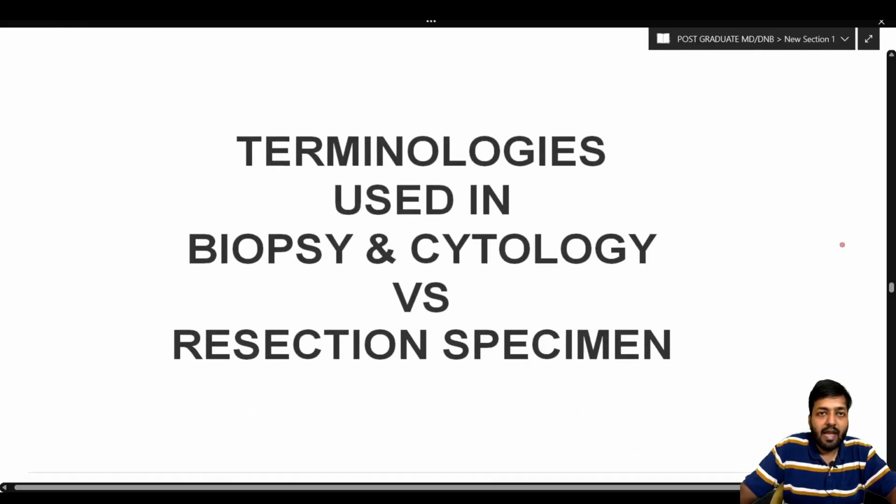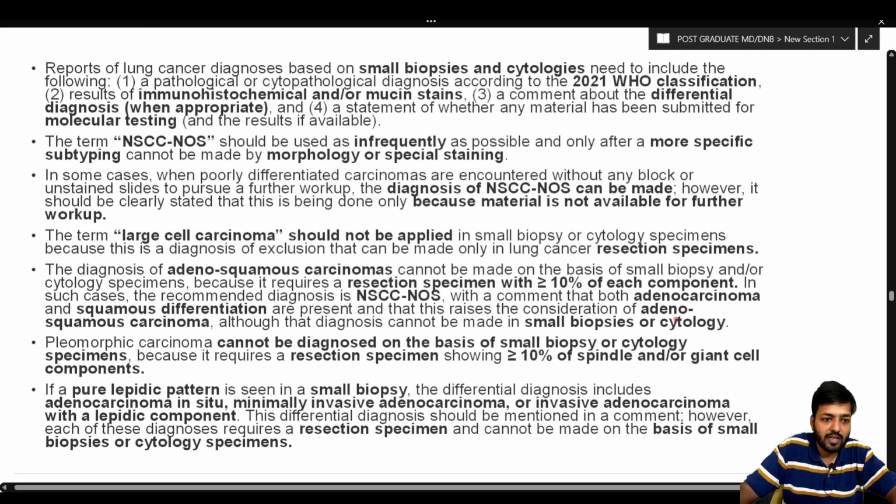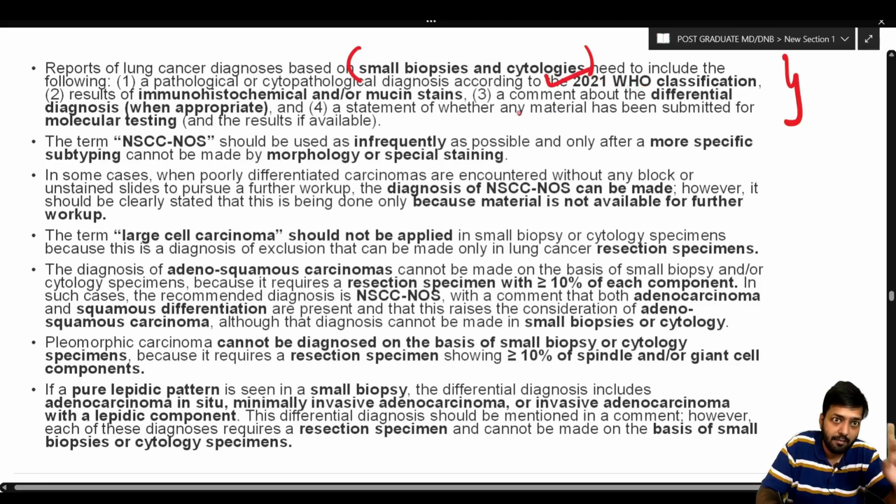Now, very importantly, we have to understand what terminologies have to be used in a biopsy and cytology versus the resection specimen. So what terminology you will use in biopsy and cytology versus the resection specimen. First, very important, the reports of lung cancer diagnosis based on small biopsies and cytologies need to include the following. Number 1, the diagnosis has to be in concordance with the 2021 WHO classification of lung tumors.